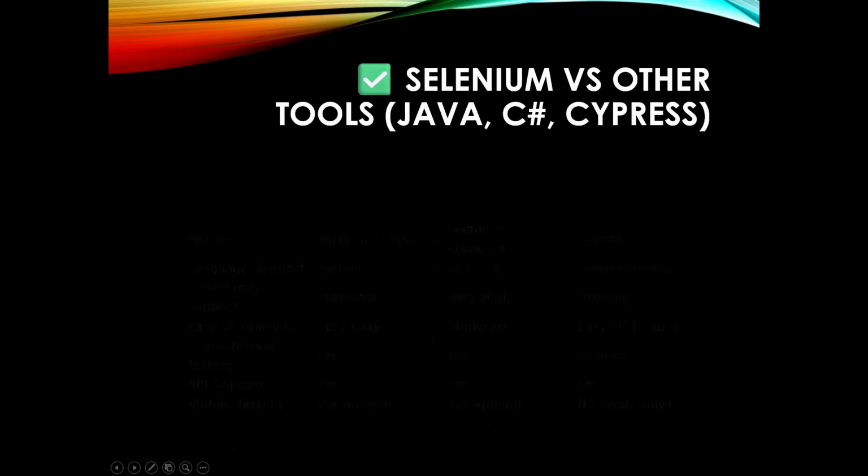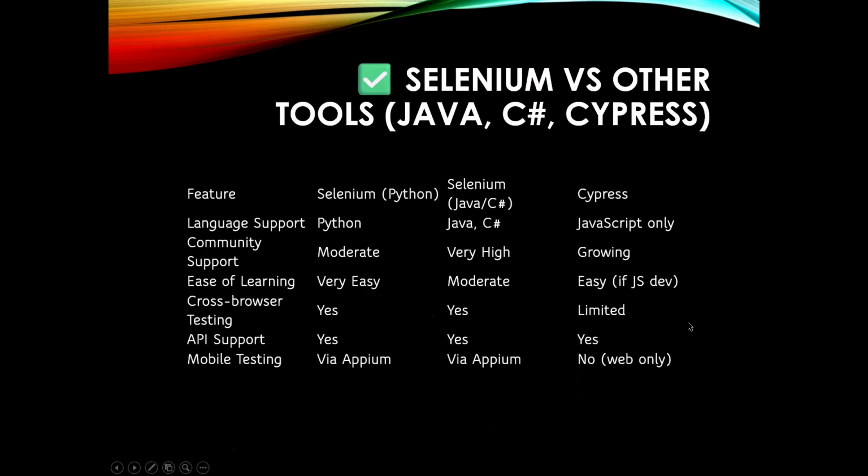What is the comparison of Selenium with other tools? You see the features: Selenium Python, Selenium Java, C Sharp, and Cypress. We'll see them one by one. First, language support. Selenium with Python, yes, Python is supported, and Selenium with Java and C Sharp, yes. Cypress supports only JavaScript. It doesn't support any other languages.